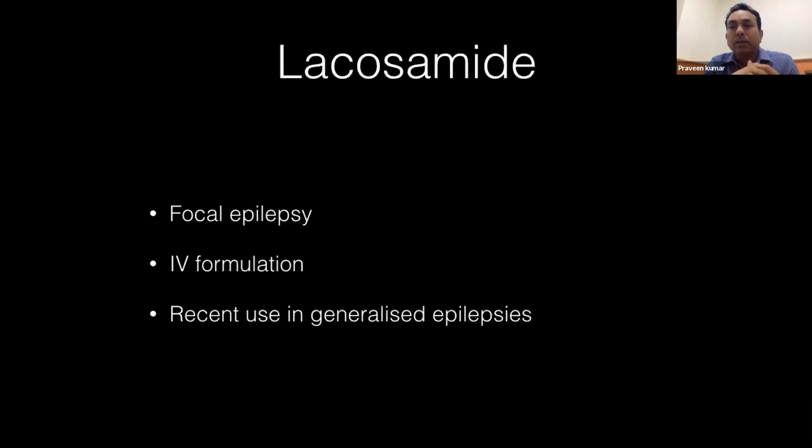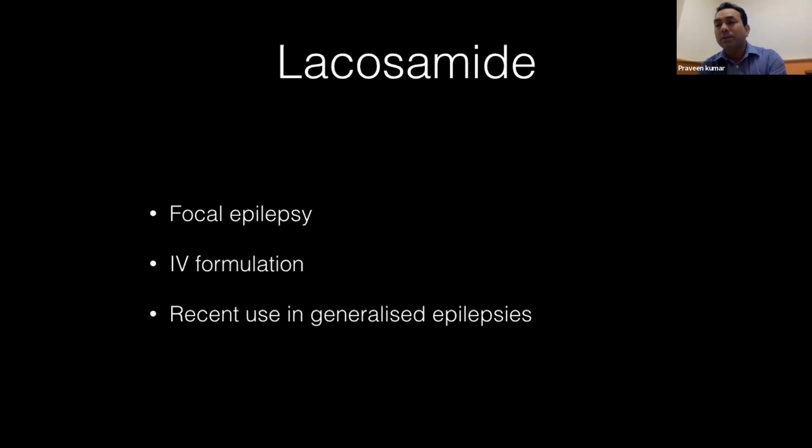That's my practical experience, which we have been using in the past couple of years. The good thing is that this has the IV formulation also. If a child comes to you seizing in the emergency, you can give it IV and then you can maintain. Because if you look at the drug of choice for focal epilepsy, it still remains oxcarbazepine or carbamazepine. Fine. And both of them do not have the IV formulation.